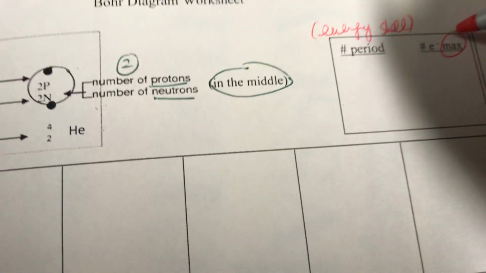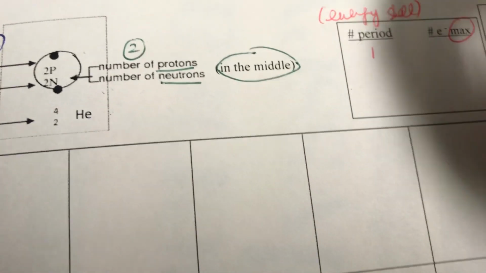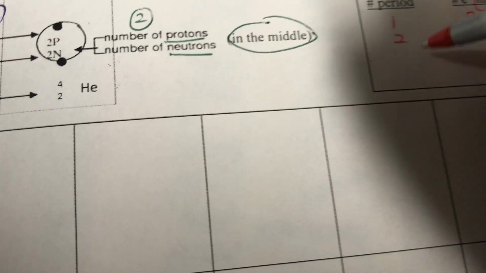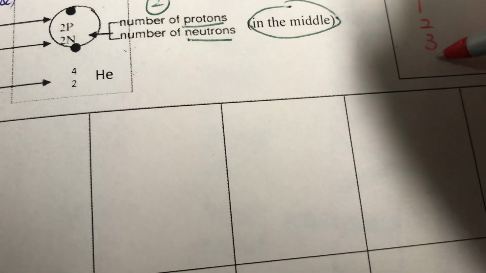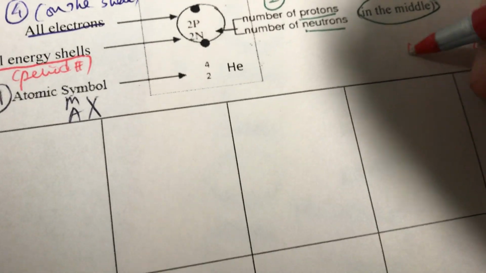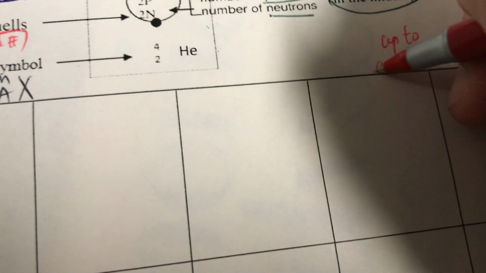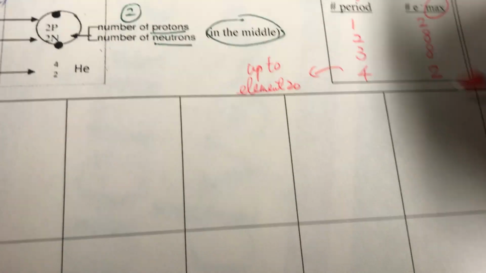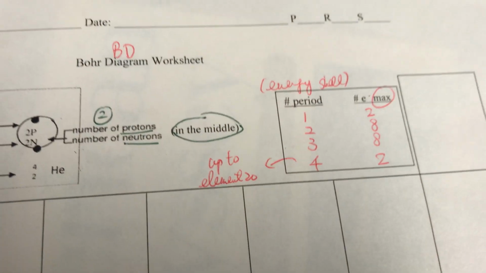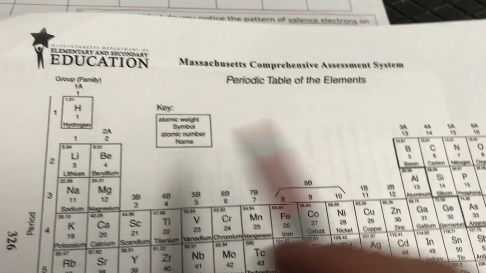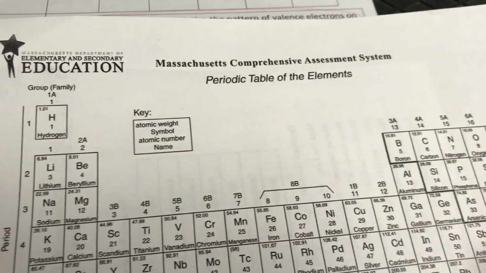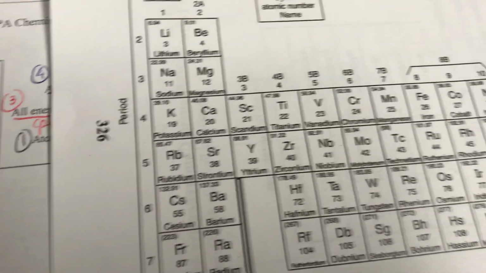So how many electrons maximum? Period 1, you can fit 2 electrons maximum. Period 2 will be 8. Period 3 also 8. Now period 4, because we do up to element 20, we would just say 2 electrons. Now, do we have to memorize these numbers? No, because you can actually count them. 2, 8, 8, and 2. So you don't have to memorize it.